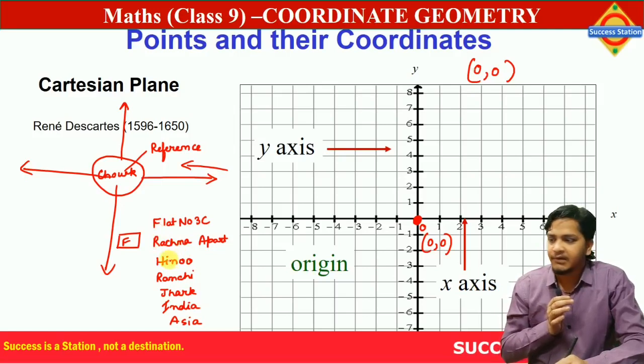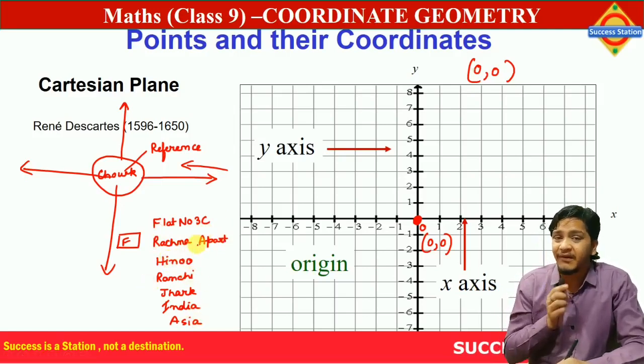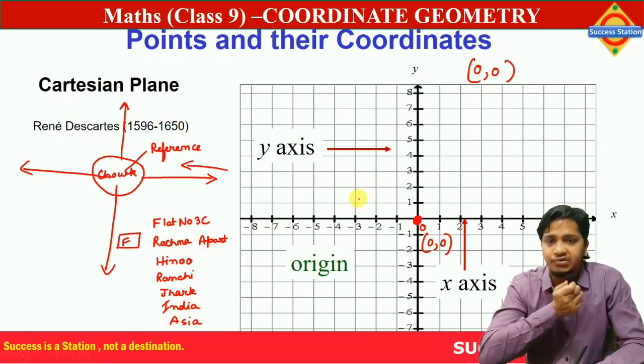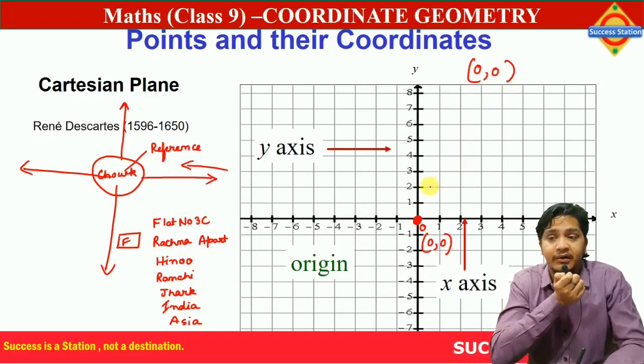There is a system. You can't write first Asia, then Hinu. That will be jumbled and have very little meaning. So to prevent this, there is a particular system of writing your address also. There is a particular way of writing the address of the point also. This is the address of the point. Whatever you are doing in the Cartesian coordinate system, you are writing the address. This is the chowk reference, right?